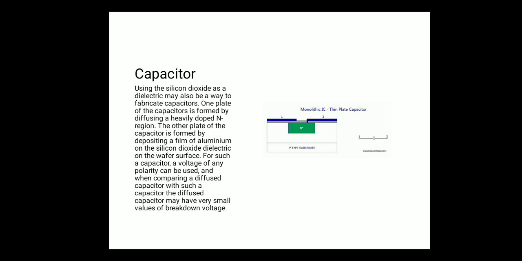One plate of the capacitor is formed by a heavily doped n region. The other plate is formed by a film of aluminum on the silicon dioxide dielectric. So hence for such a capacitor, a voltage of any polarity can be used.